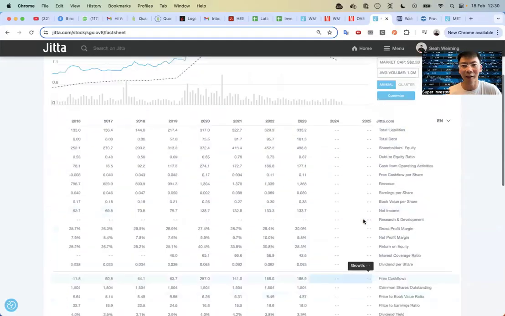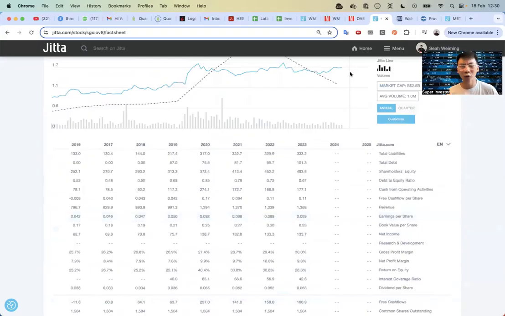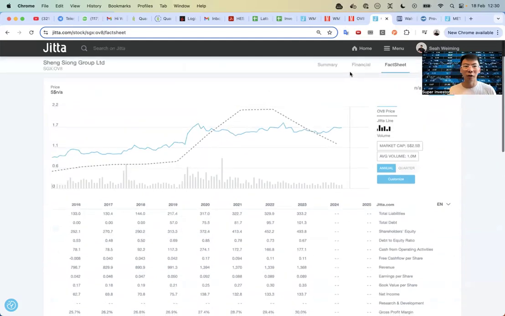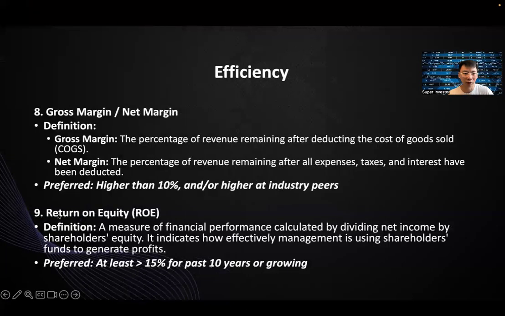Again, I'm not saying that we should buy Sheng Siong or we should not buy Walmart. It is for us to compare. Where do you want to put your money? In a company that's more efficient or less efficient? So efficiency, this is one portion. The second portion is return on equity. Let me explain what return on equity is.